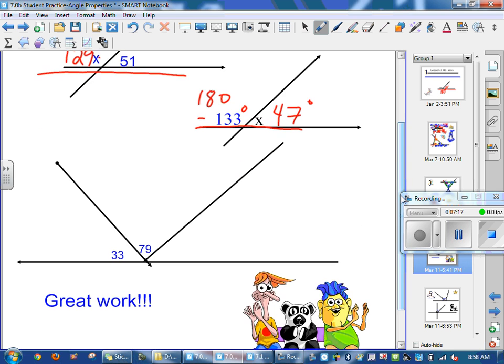On the bottom, again, another supplementary angle. This time we have three of them that add to 180. So I know two of them. I'm going to take 180 and subtract both. And that's going to give me the missing angle. So how big is my missing angle? 68 degrees. Good. 68 degrees. Check your work.